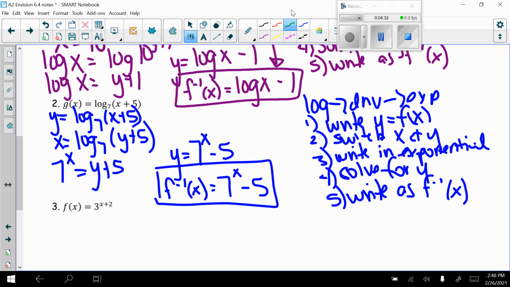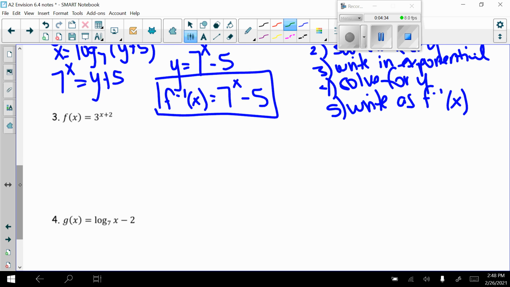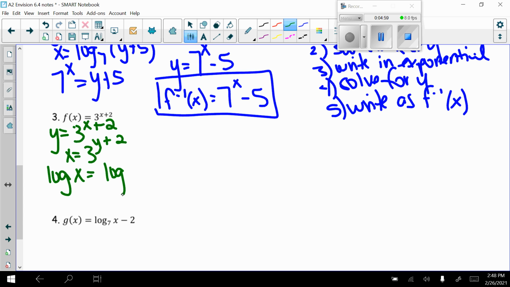Okay, so number 3, f of x equals 3 to the x plus 2 power. So the very first thing I'm going to do, make this say y equals 3 to the x plus 2. I want to find the inverse, so I trade places with x and y. X equals 3 to the y plus 2. Log of both sides. So log x equals log 3 to the y plus 2.